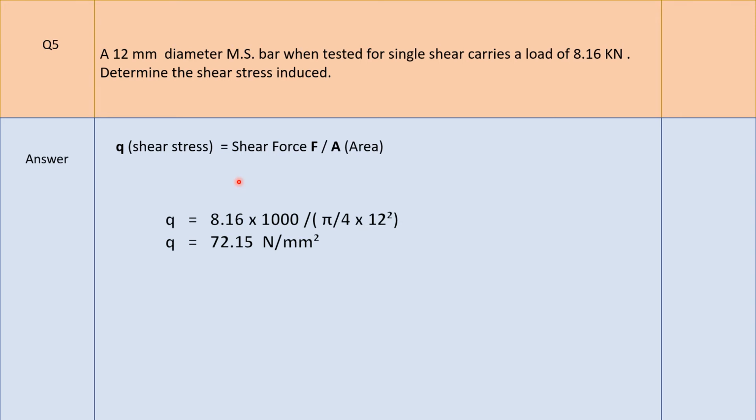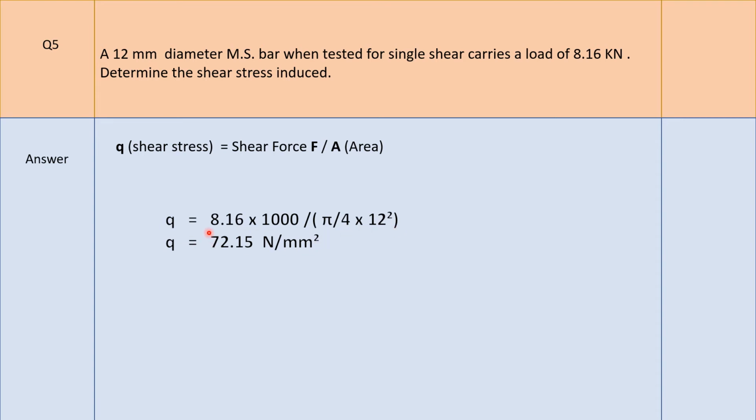Now the Q is equal to, now the shear force is, it carries a load 8.16 kilonewton, so that will be the shear force, and convert it into Newton. So 8.16 into 1000, it will make 8.16 in Newton divided by area. Now diameter given is 12 mm, so divided by bracket open pi by 4 into 12 square, bracket close, this will be the area.